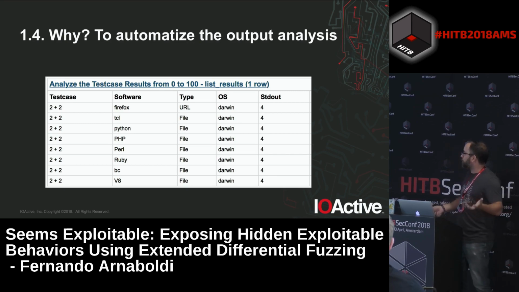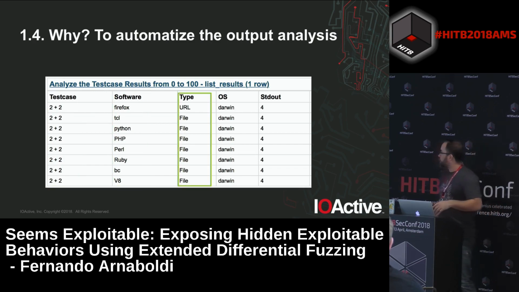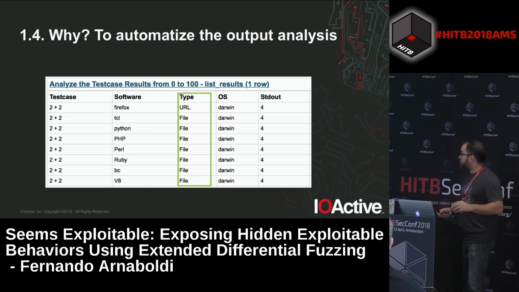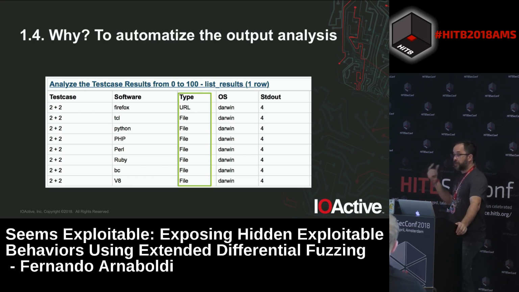This will be listing the results. You just executed something and you want to see what happens. When you're executing something, you have a test case that you're defining, 2 plus 2, that is going to be related to a piece of software. It would have different types of input. In here, since we also have Firefox, that has a URL associated to the type of input. This means that it was hosted on an automatic web server that is created by the fuzzer.